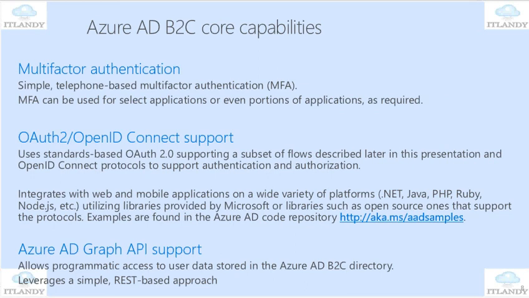We have multi-factor authentication: simple telephone-based MFA can be used for select applications or even a portion of an application. And the most crucial part is authentication and authorization using OAuth 2 and OpenID Connect, which is supported by B2C and uses standard-based OAuth 2, supporting a subset of flows, described later on. We will deep dive into this and integrate with a wide variety of applications and SDKs like Java, .NET, and so on. And we can utilize Azure AD Graph API support to make API calls and REST calls and interact with Azure AD.